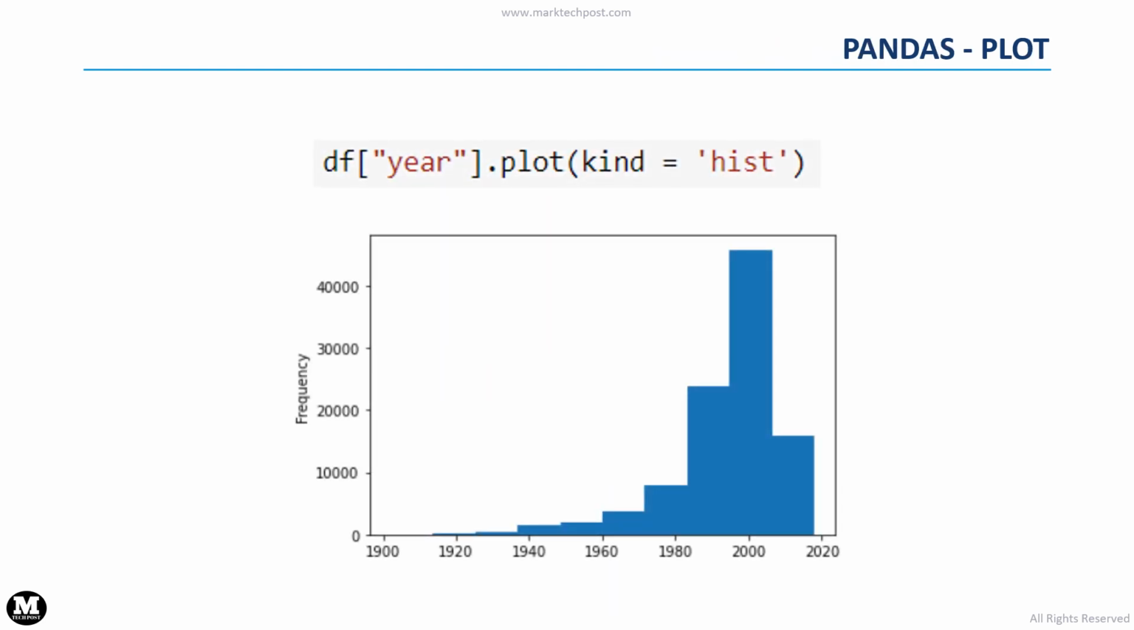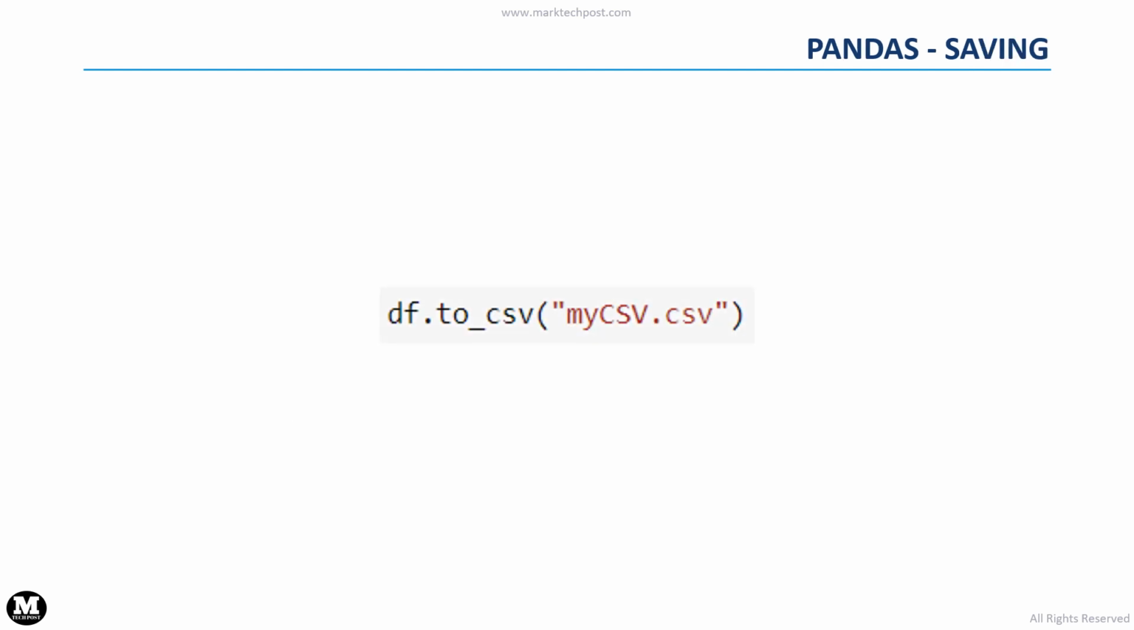Pandas provides the plot method to visualize the data frame data. Here, for example, we plot the histogram related to the year column. The last thing to do is to save the current data frame into a CSV file.